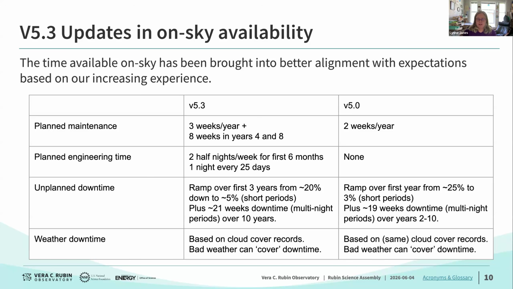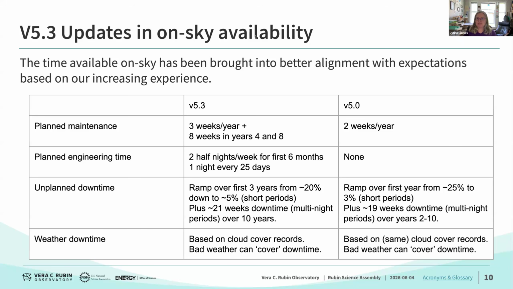So in v5.3, we put in multi-night downtime periods over 10 years that we did have in v5.0, but we've added those back into all years of the survey now. And then the shorter periods, like representing faults, we've started this out at about what we're seeing is probably close to the fault rate at the summit now, and then ramped that down more slowly and not ramped it down to nothing after 2 years. And then the weather downtime is the same. So this is the same as it was before.